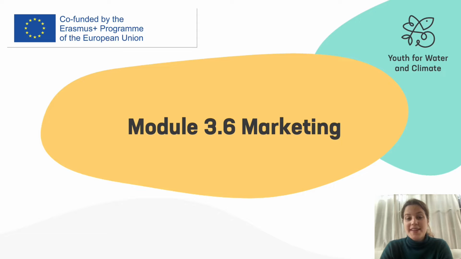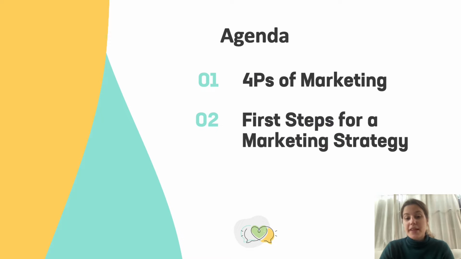Hello everyone again, and welcome to Module 3.6, Marketing, or more specifically, Marketing for an Enterprise. Having a solid marketing strategy is indispensable if you want to promote a project and sell a product or service within the water and climate sector. We will begin by introducing a popular marketing framework called the 4 Ps of marketing, and then look at how to start building a marketing strategy for your unique project or idea.